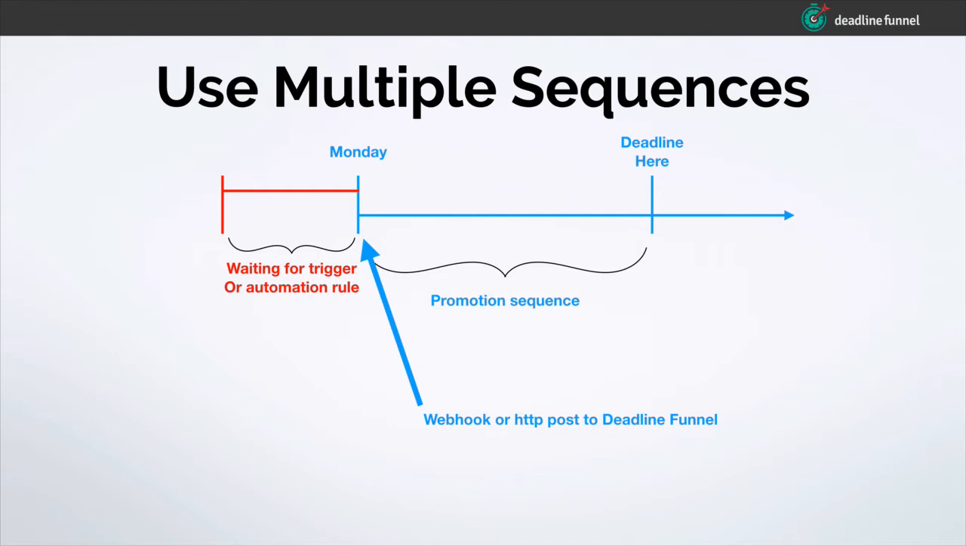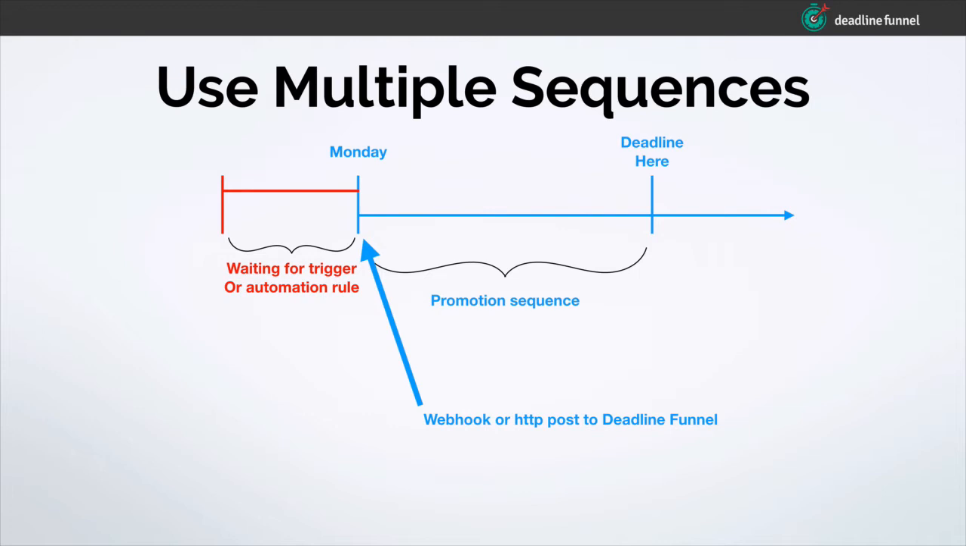Now, in that situation, as you see from the blue arrow, the webhook for the HTTP post to synchronize the timing of the promotional emails and the Deadline Funnel tracking happens when they roll into the next sequence, when they roll into that second sequence.